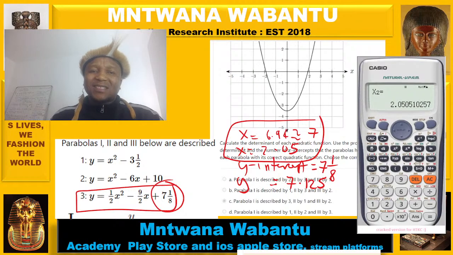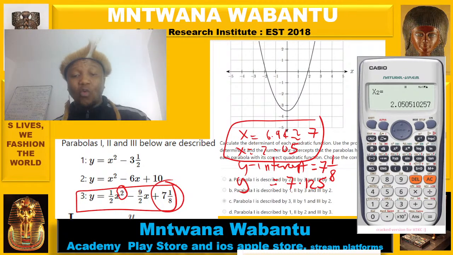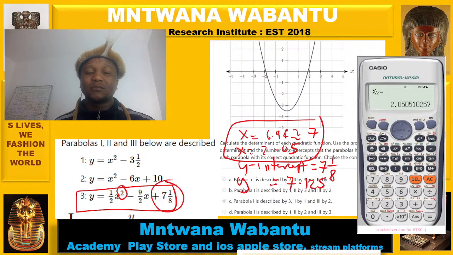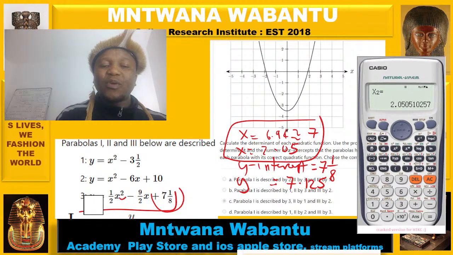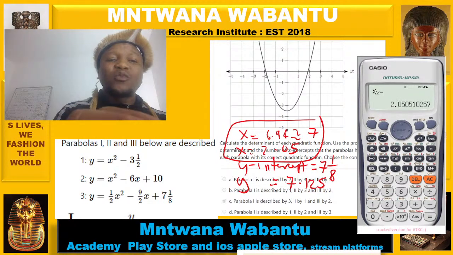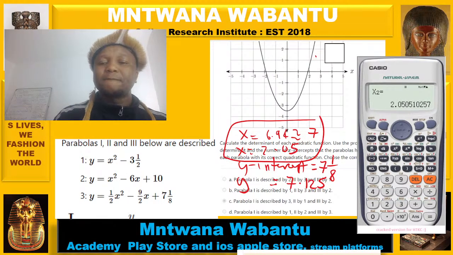Why do you always get 2 X-intercepts? Because the X-intercept is where the graph cuts the X-axis, and we get 2 values because the highest degree is 2. That's why we get 2 values. So now we can go ahead and find the turning point. For the turning point, we know the formula. Let me write it here.